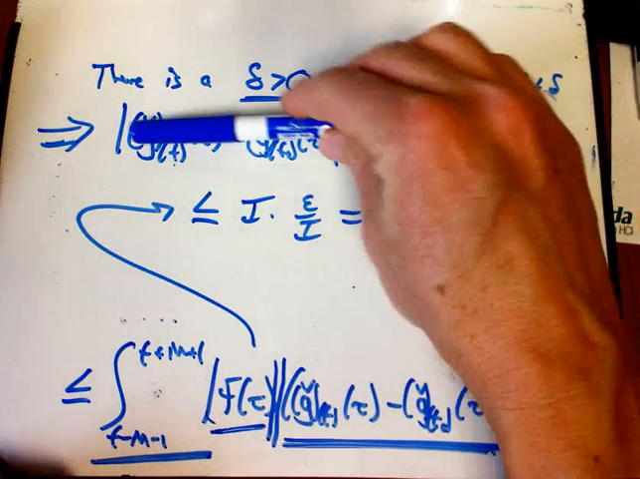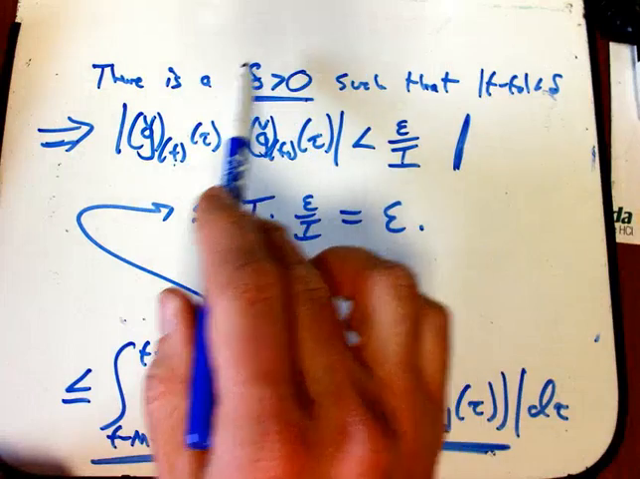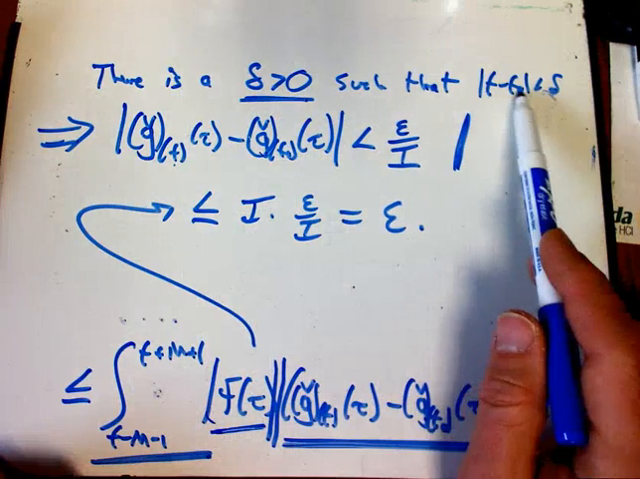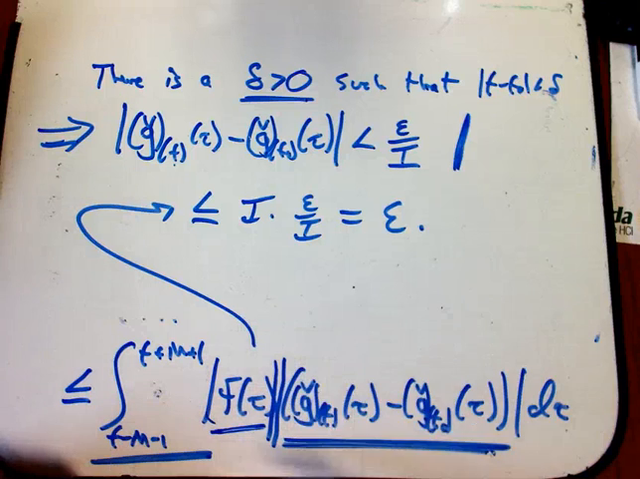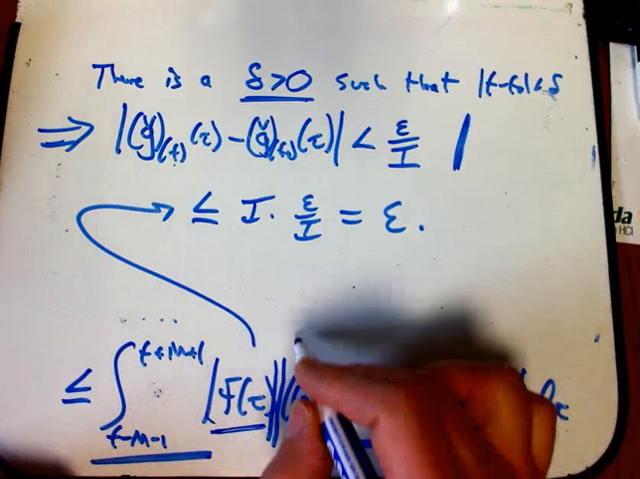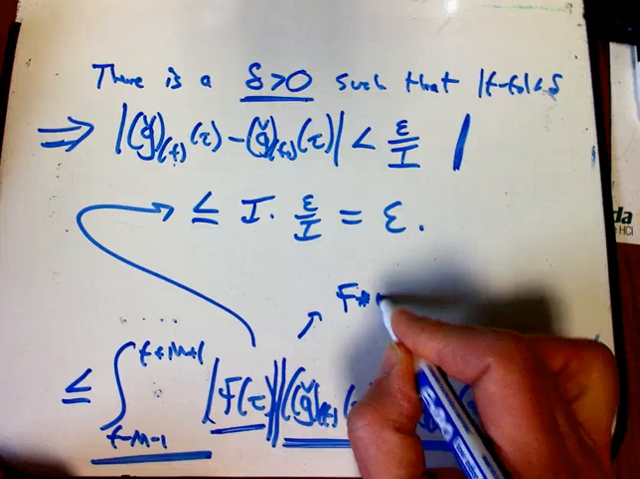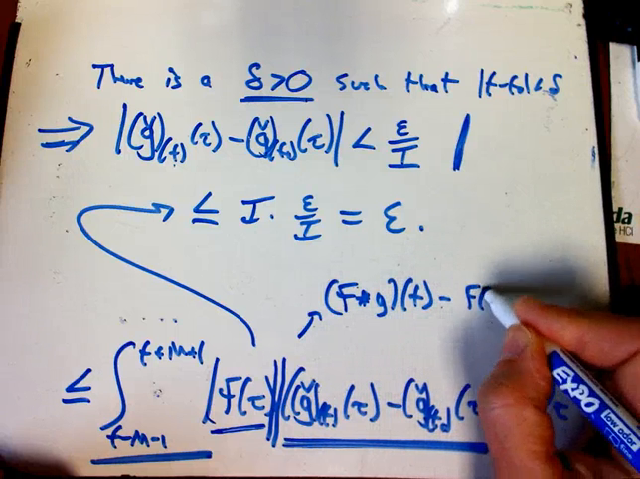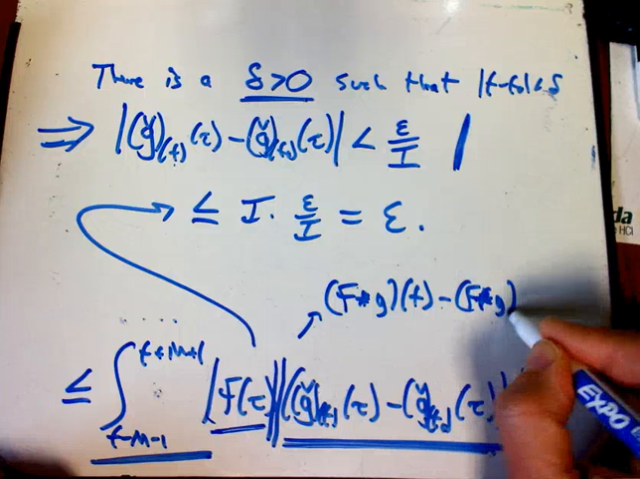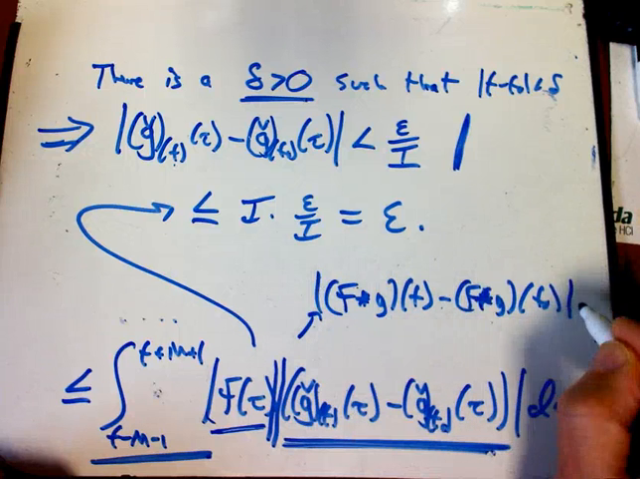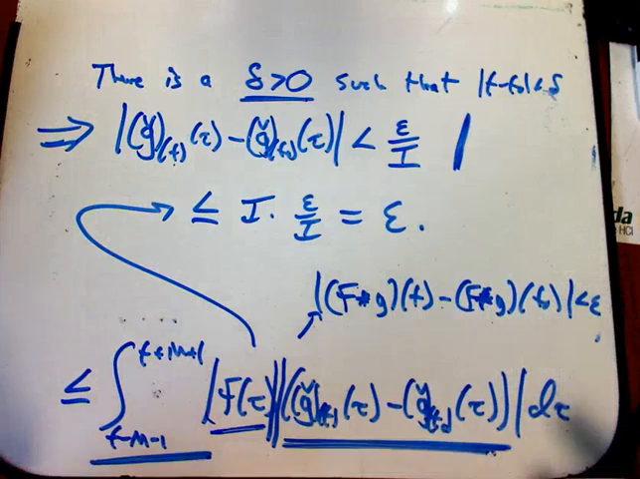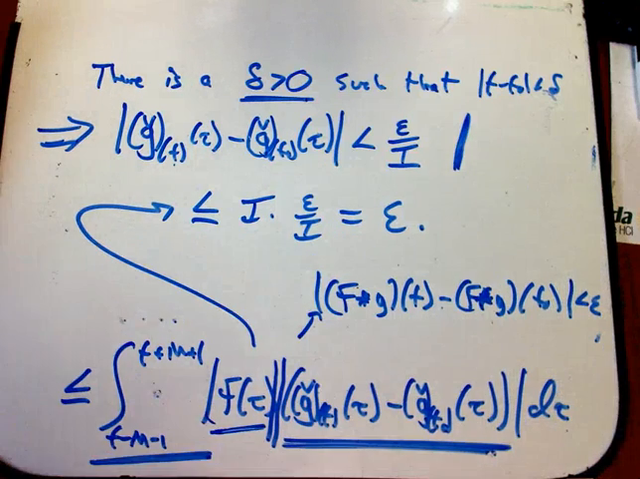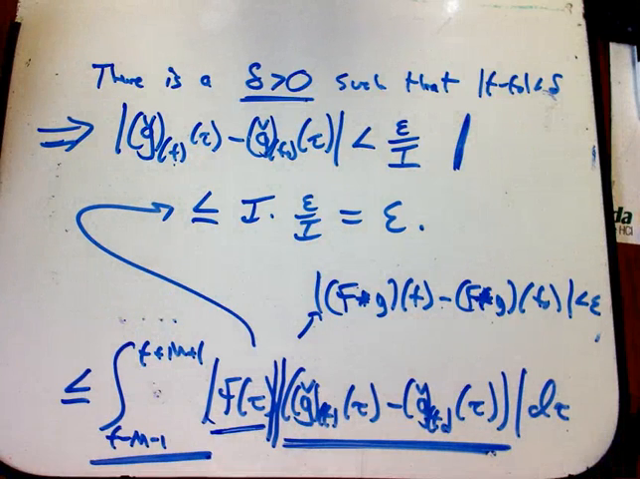And now just hide this thing, okay? There is a delta greater than 0 such that when |t minus t naught| is less than delta, the difference between the function, remember this was, I shouldn't have erased it, but I didn't have a lot of room, the difference between f star g of t and f star g of t naught, that's less than epsilon. And that's the continuity of that function. Okay, so it's a good example of taking epsilon delta and those kinds of ideas into the next level.